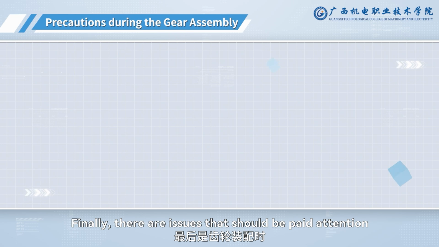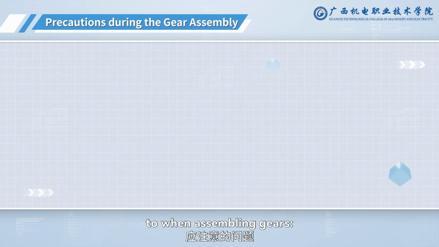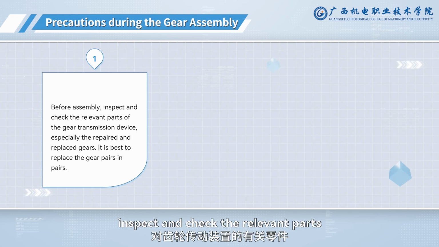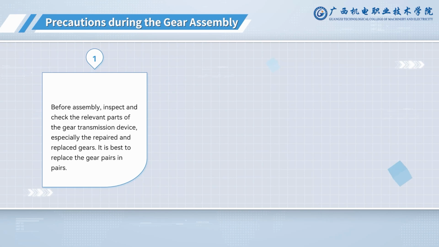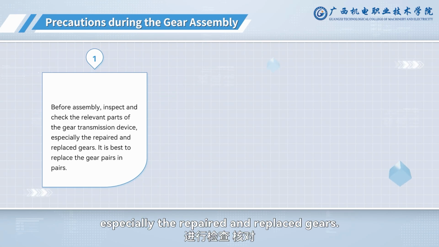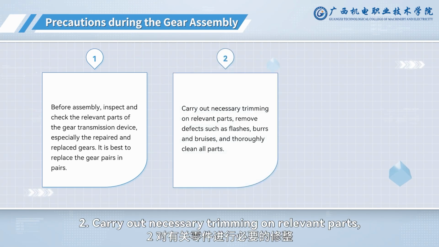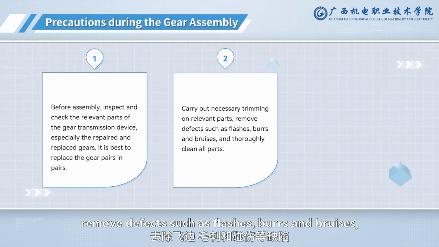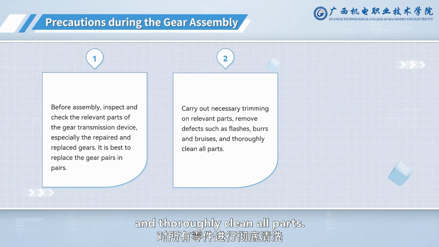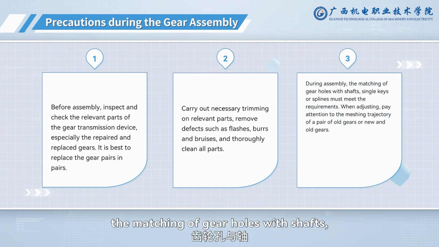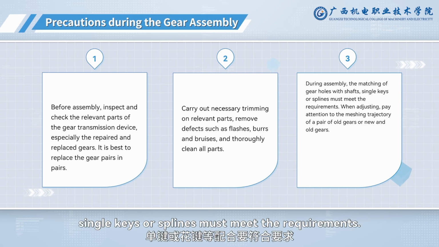Finally, there are issues that should be paid attention to when assembling gears. 1. Before assembly, inspect and check the relevant parts of the gear transmission device, especially the repaired and replaced gears. It is best to replace the gear pairs in pairs. 2. Carry out necessary trimming on relevant parts, remove defects such as flashes, burrs and bruises, and thoroughly clean all parts.